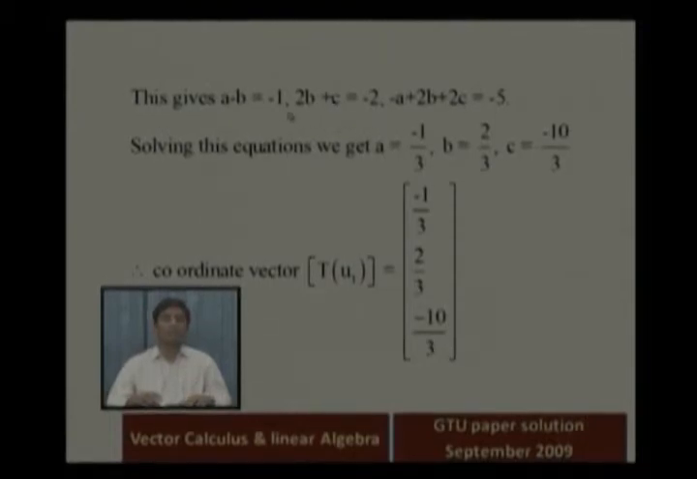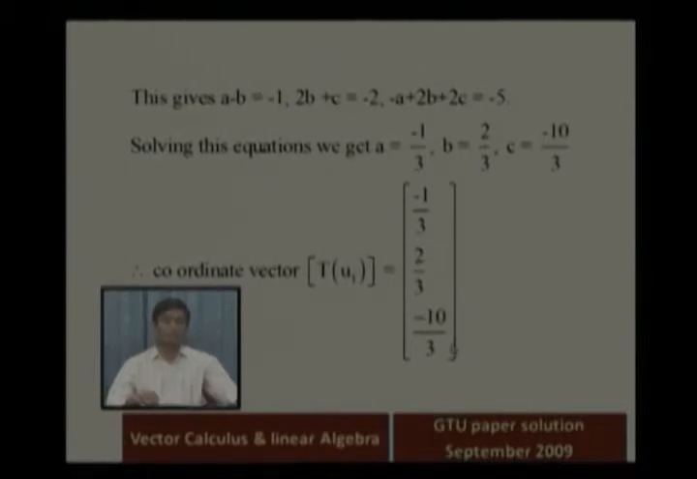Now we have already solved so many examples of linear systems of equations, so I just write down here directly the solution of these three equations. Solving these three equations, we get a is equal to minus 1 by 3, b is equal to minus 2 by 3, and c is equal to minus 10 by 3. So the coordinate vector of T of u1 is (-1/3, -2/3, -10/3).